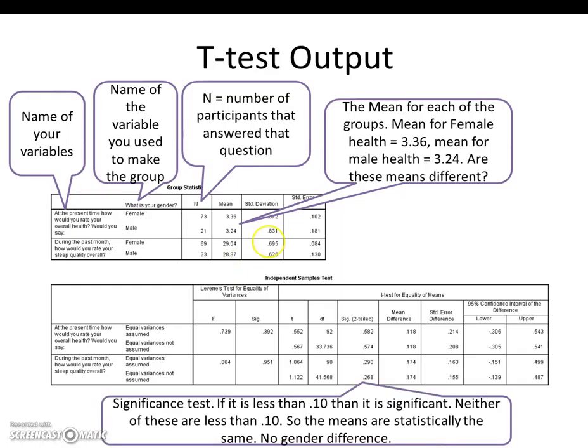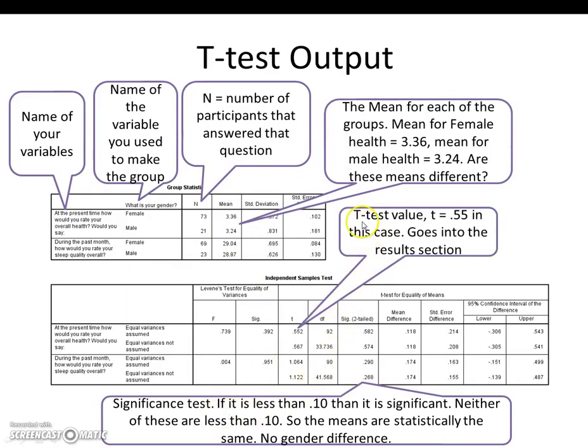And so we come down here and we look at this significance test, and these are the numbers we're looking for. If they are less than 0.10, then it's significant. None of these are less than 0.10, so they are not significantly different. So there's no gender difference here between health or sleep quality. These numbers are not really different. They could be the same.